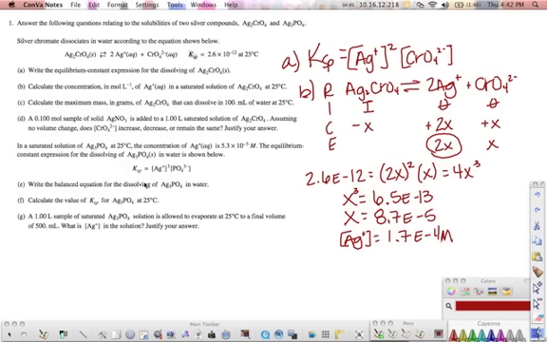And typically for number one question, you have between 15 and 20 minutes to work it out. So you've got quite a bit of time. All right, calculate the maximum mass in grams of silver chromate that can dissolve in 100 mL of water at 25 degrees Celsius. Well, right here, we figured out the concentration of the chromate ion, which would be the concentration of the silver chromate that will dissolve. So we can start right here with this number.